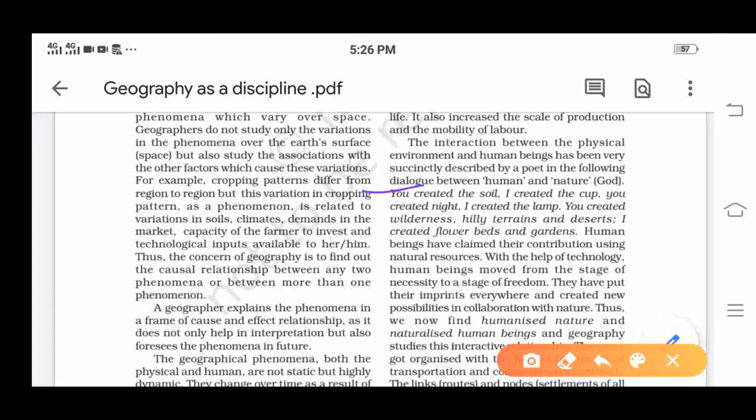Human and nature, that's God के बीच में जो poet ने लिखा है, you created night, I created the lamp. So can you see the dynamic or the interaction between environment and human beings? You created wilderness, hilly terrains and desert, I created flower beds and gardens. Okay, so this is what the interaction is all about.